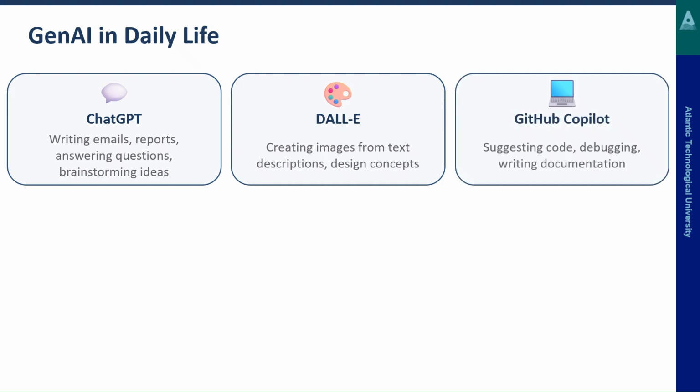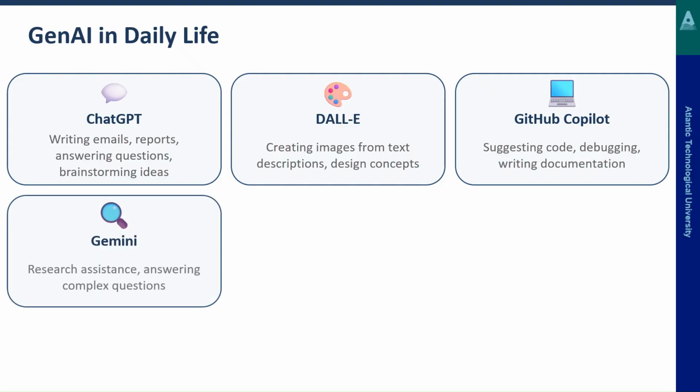GitHub Copilot is one that is becoming more and more useful and more widespread in terms of writing and debugging code. It's also really good at writing documentation, and we can see that a lot of people are starting to have GitHub Copilot within their workflows, especially when it comes to developing code and complex code.